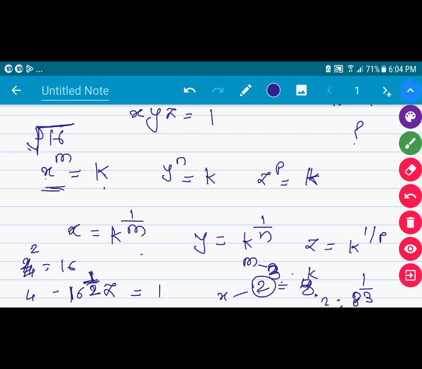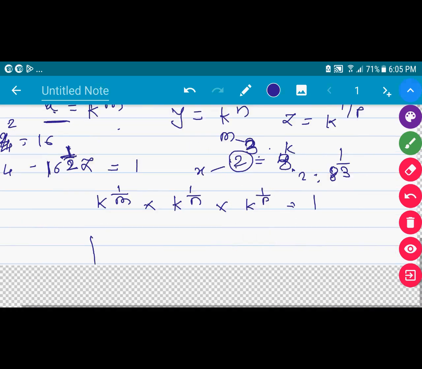x raised to m is equal to k. For example, 2 raised to 3 is equal to 8, so 2 is equal to 8 raised to 1 by 3, because we have to find the cube root of 8, so we'll get 2. Same thing here we had done, that x raised to m is equal to k, so x is equal to k raised to 1 upon m.